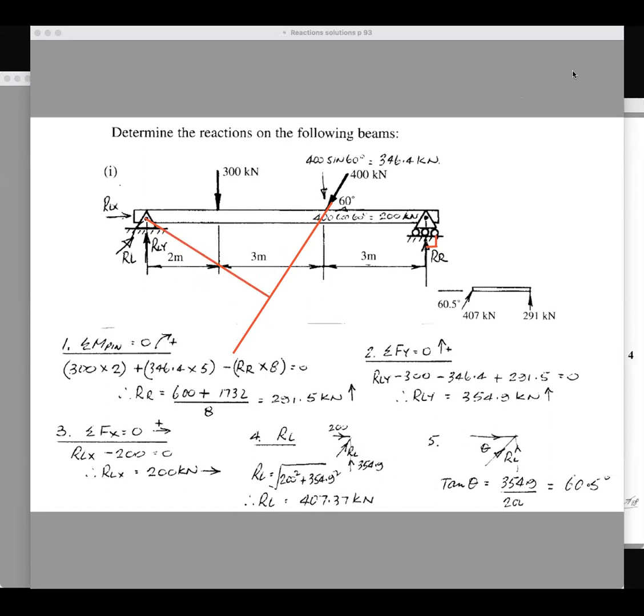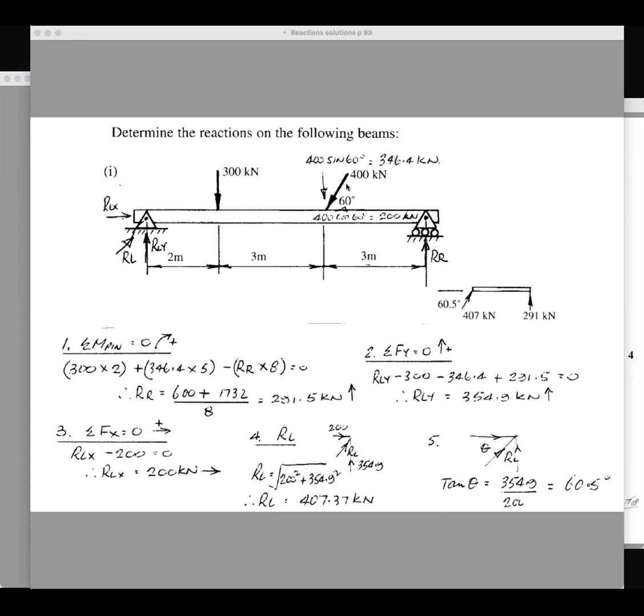But I've broken this up into rectangular components, and so the vertical component of this force is 400 sine 60, and I'd advise you to work that out so you don't have to work it out down here when you're putting it into an equation.